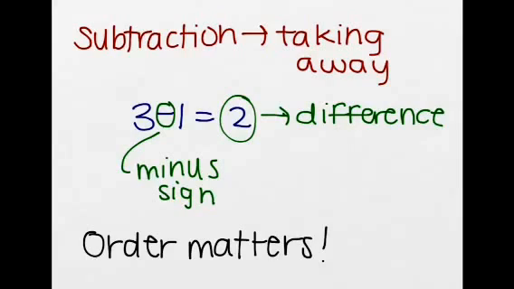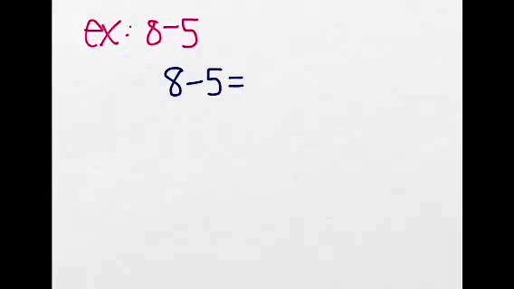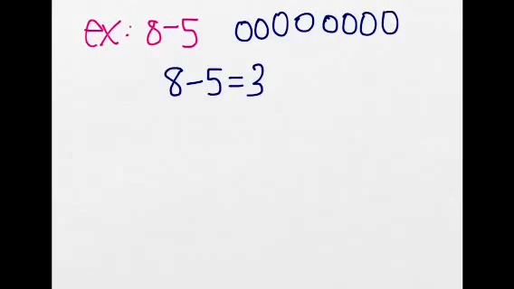Realize that in subtraction, order matters. 3 minus 1 is not equal to 1 minus 3. So let's do an example. 8 minus 5 is equal to 3. Now how can you visualize this? Let's say I have 8 balls, okay? And I take away 3 of your balls, then you only have 5 balls left, okay?